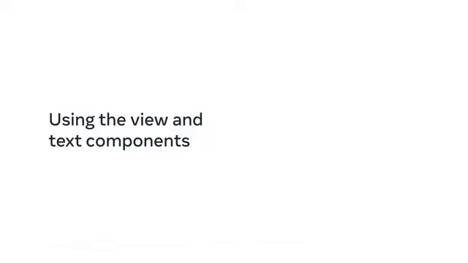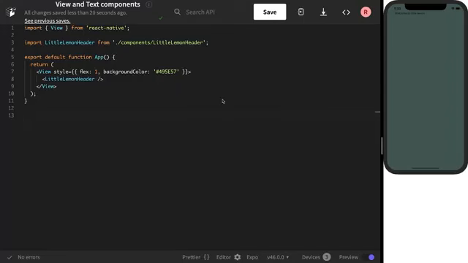In this video, I will demonstrate how to use the view and text components using the Little Lemon Restaurant app. The core components of React Native are view and text. In the root level component, you have view as the parent component. And within this view, you can have one or many children. The Little Lemon header component is a child of this view component.